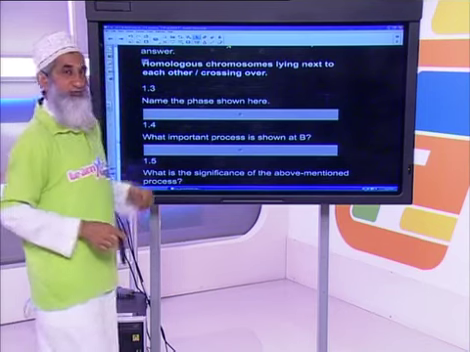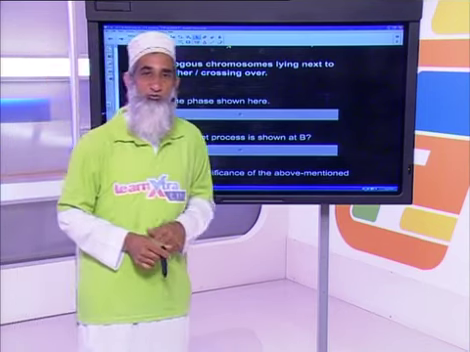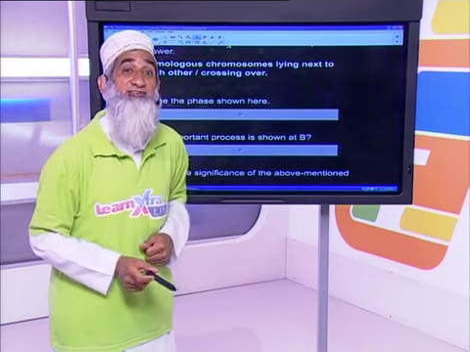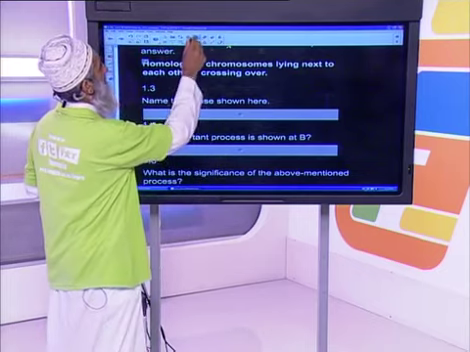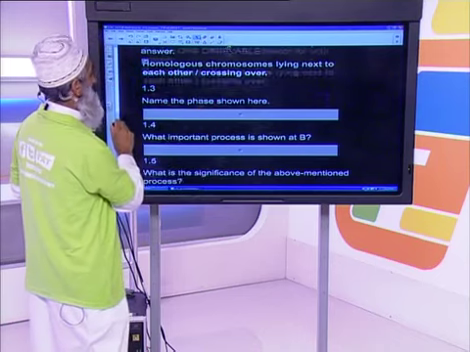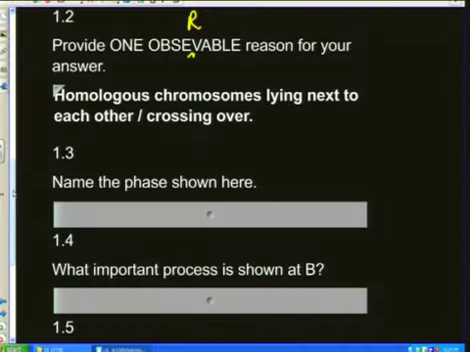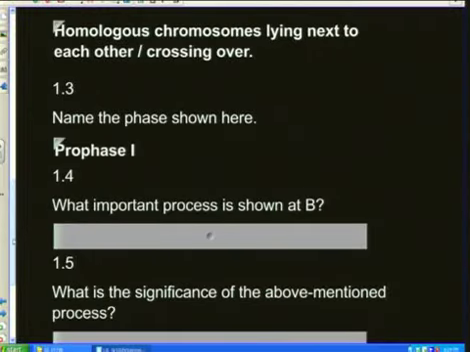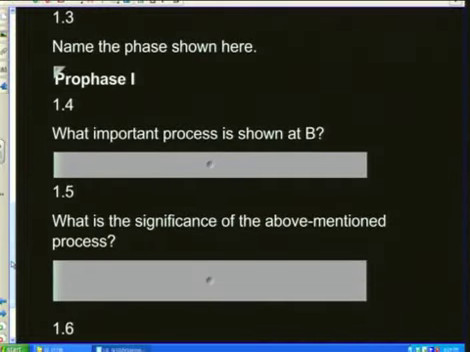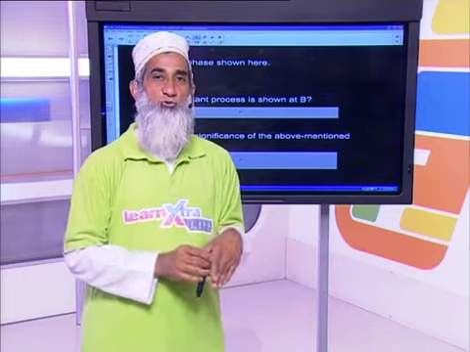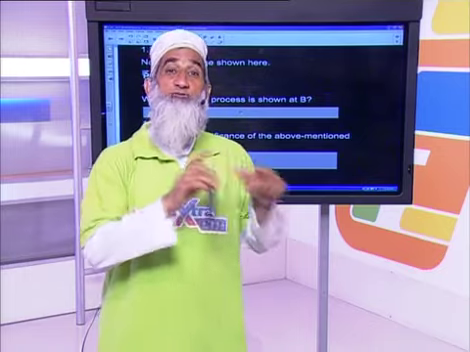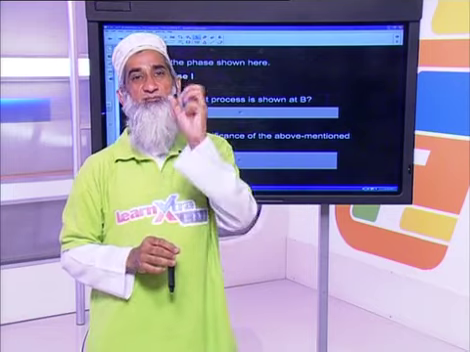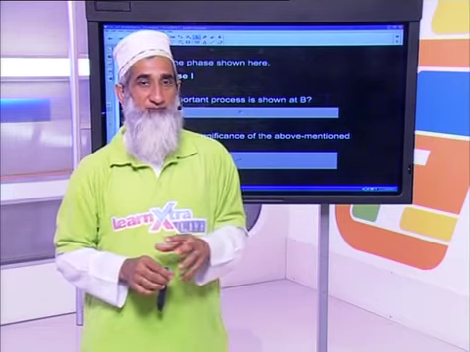Now they want to know, you're telling us it's meiosis, very good, you're very clever. Now tell us which phase is it? What is the name of the phase here? And obviously, according to what we discussed earlier, it has to be prophase 1, because only during prophase 1 do the homologous chromosomes pair up like that and crossing over takes place. Now let's explain what crossing over means very quickly.